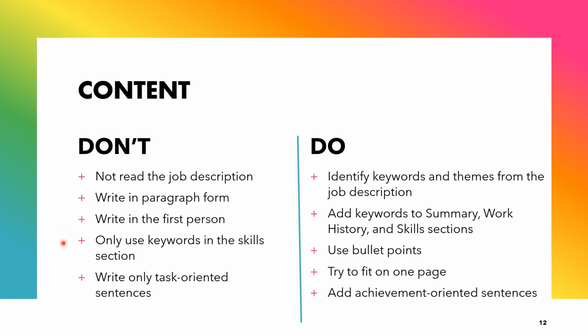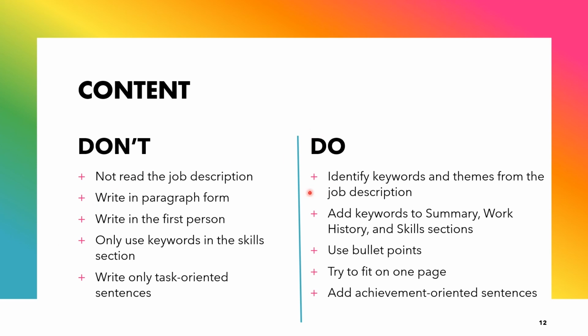Don't only use keywords in the skills section. So what that means is make sure that when you're identifying keywords in the job description, it's in the skills section as well as the summary and your work history. You want to spread it out all the way through. And then don't write only task-oriented sentences. Make sure that you're also showing how you were able to do your job in achievement-oriented sentences.